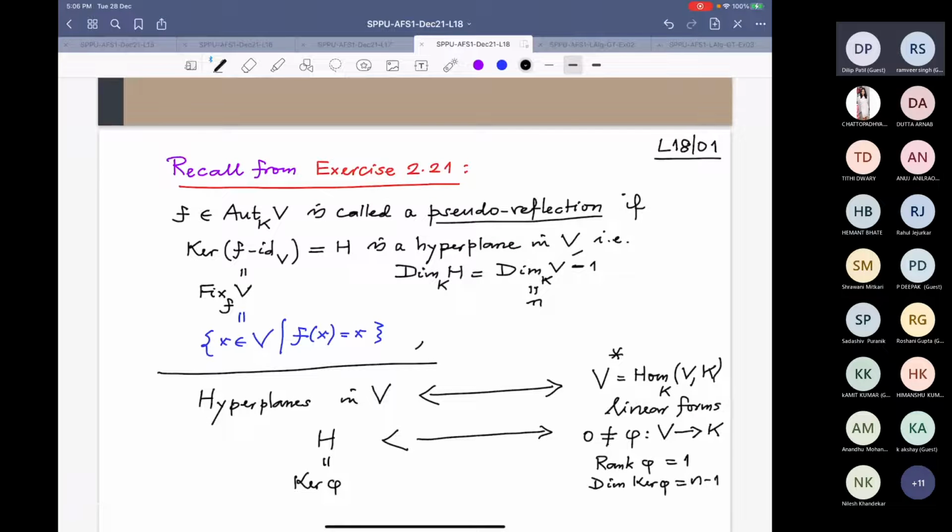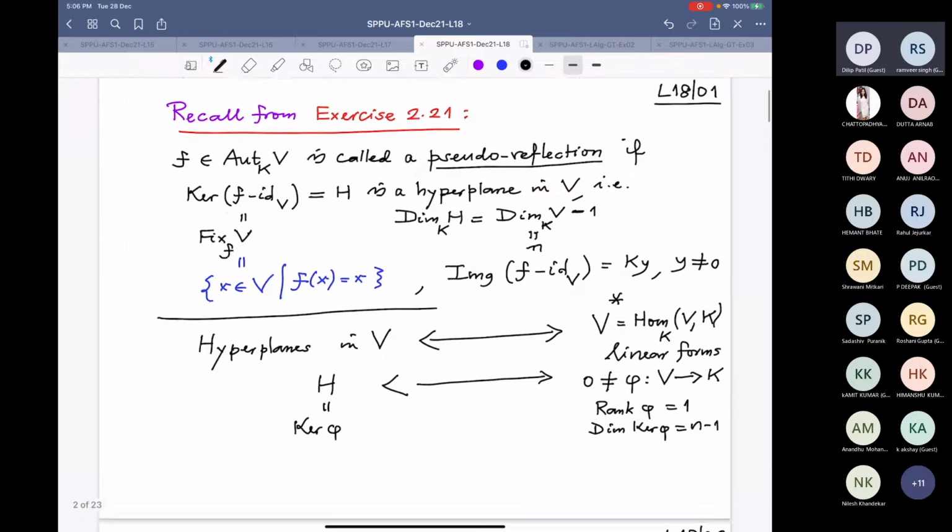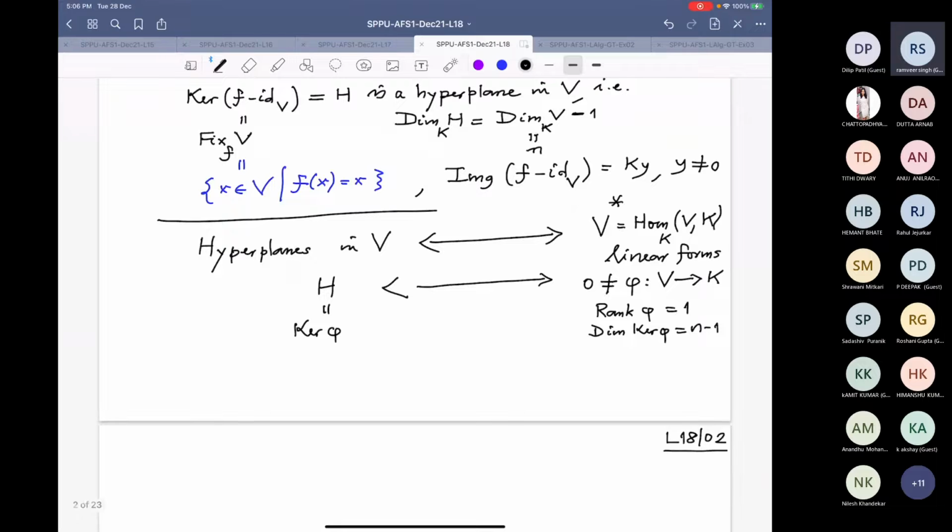Therefore, we also know that the image of f minus id on V will be one dimensional, and it will be generated by some element y, where y is non-zero. Because the kernel is n minus 1 dimensional, the image will have dimension 1. Again, the rank-nullity theorem. This was the first trivial but most important theorem one learns in basic linear algebra: rank plus dimension of the kernel equals the dimension of the ambient space. All right, and it is generated by some y.